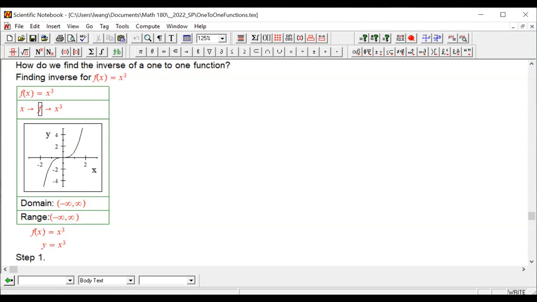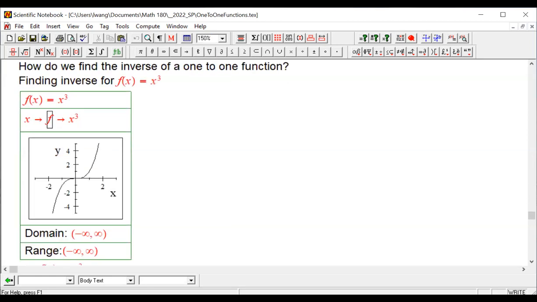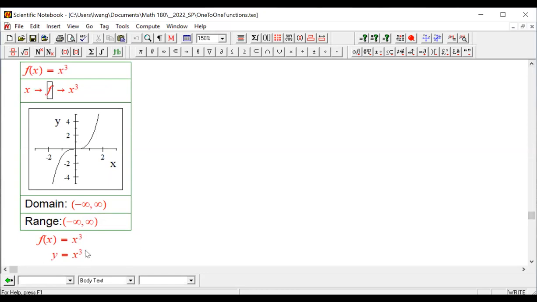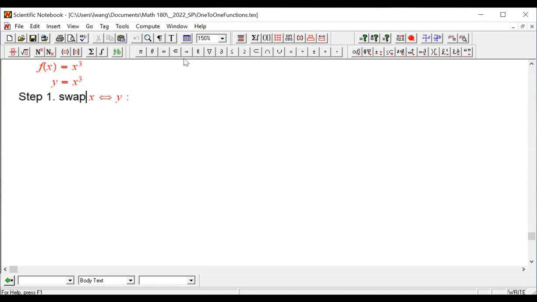The first step is that we swap x and y. Once we swap them, what do we get? The result of the swap is x equals y raised to the power 3.